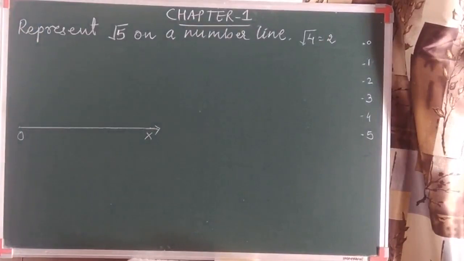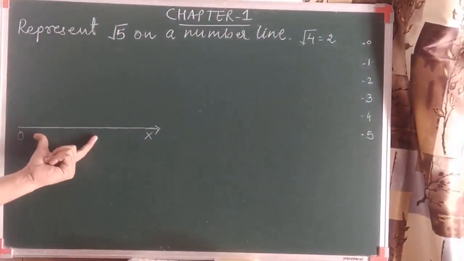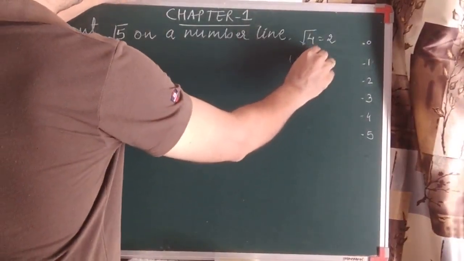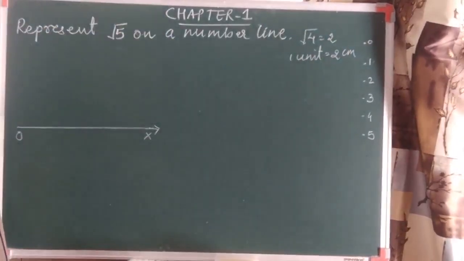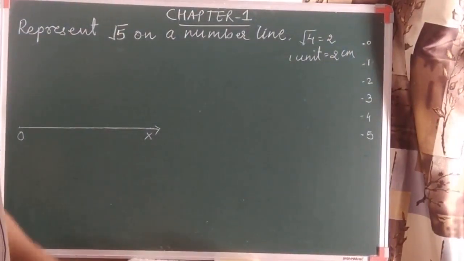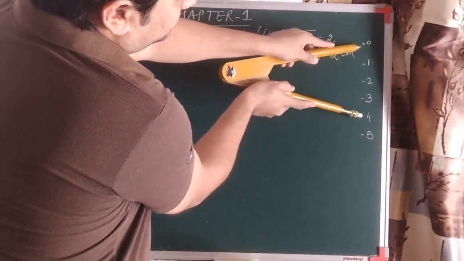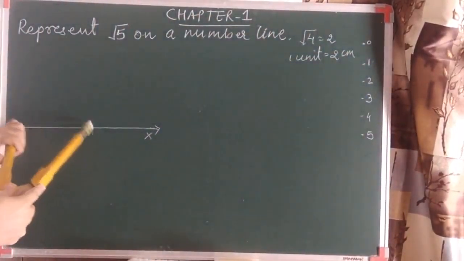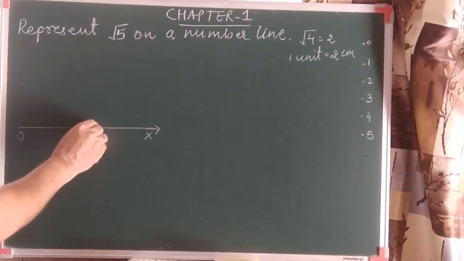a rational number. The value of root 4 we obtain is 2. So we'll take 2 units on ray OX. As we discussed, 1 unit equals 2 centimeters, so obviously 2 units is considered as 4 centimeters. With the help of a scale or compass, let's take a 4 centimeter radius and draw an arc here, which intersects OX. Let us call that point A. This is point A.